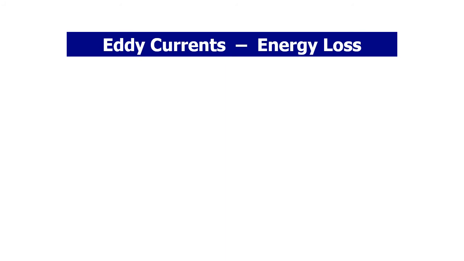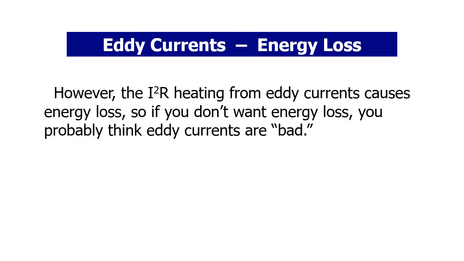Next, eddy current energy loss. So far we discussed the advantages, but we can analyze in this way also. If the eddy current is, for example, I, then I squared R amount of heat is developed, that means this much power will develop. However, I squared R t heating from eddy current causes energy loss. If we do not want energy loss, you probably think eddy currents are bad. If you think of it as an advantage, it's fine. If not, in general, due to eddy current, I squared R heat is developing, and due to that there is energy loss. We can analyze it in this way also.